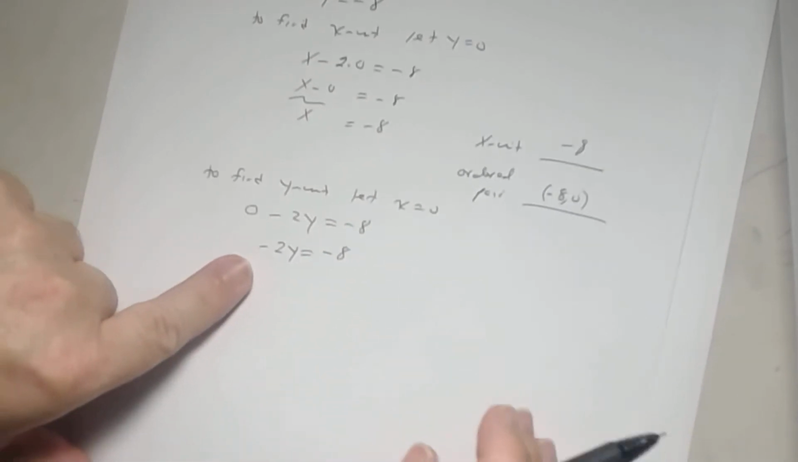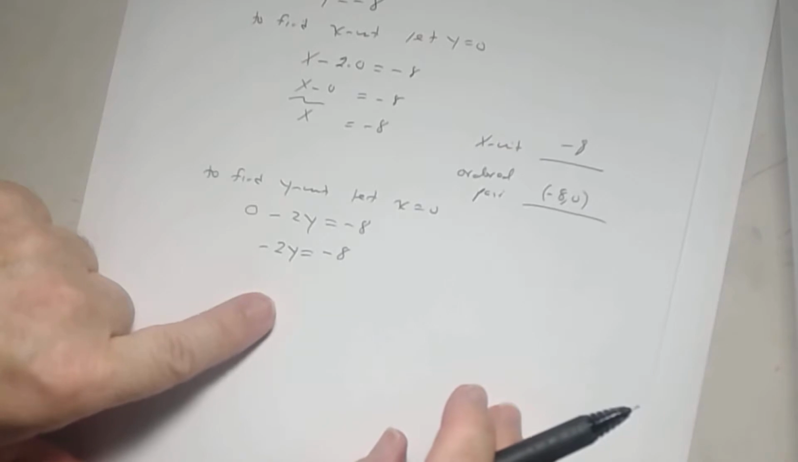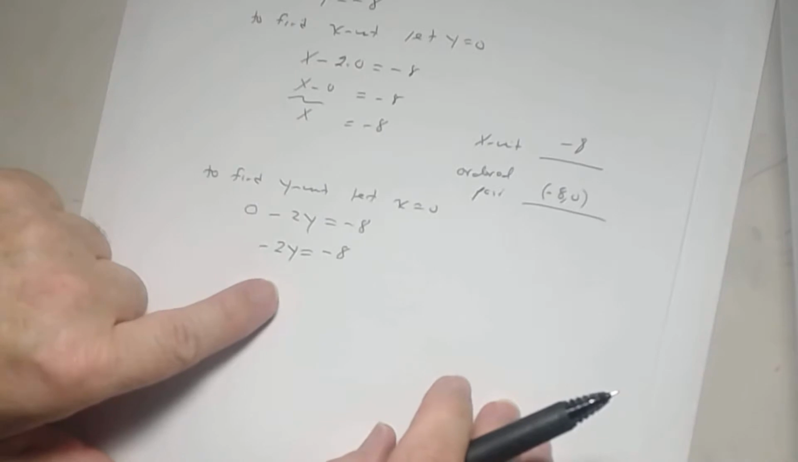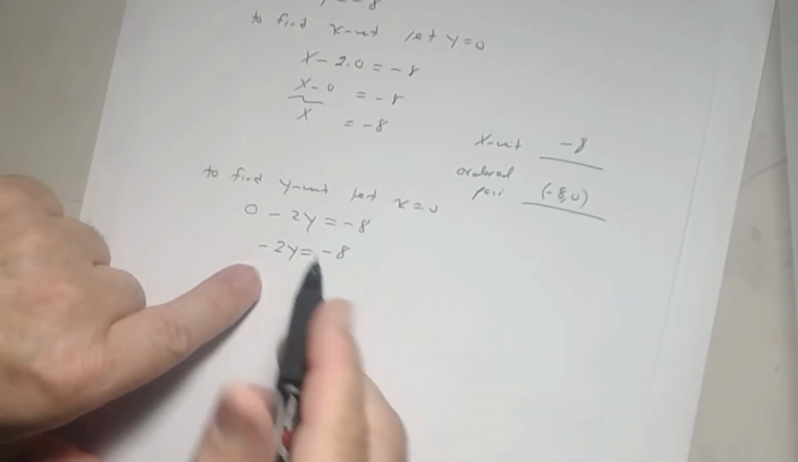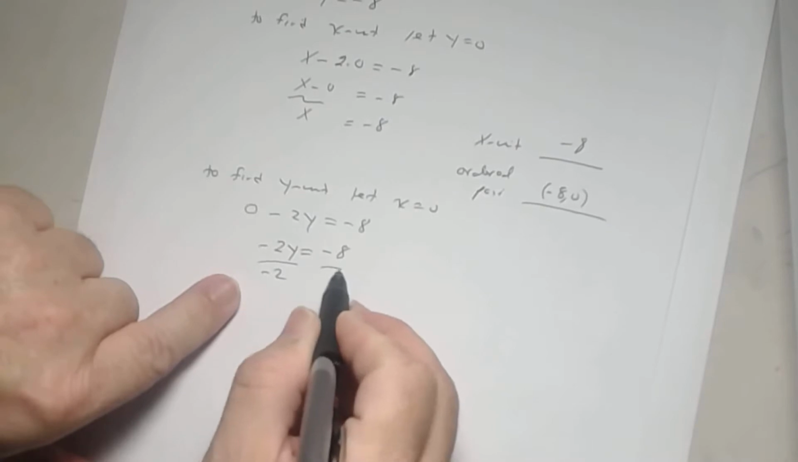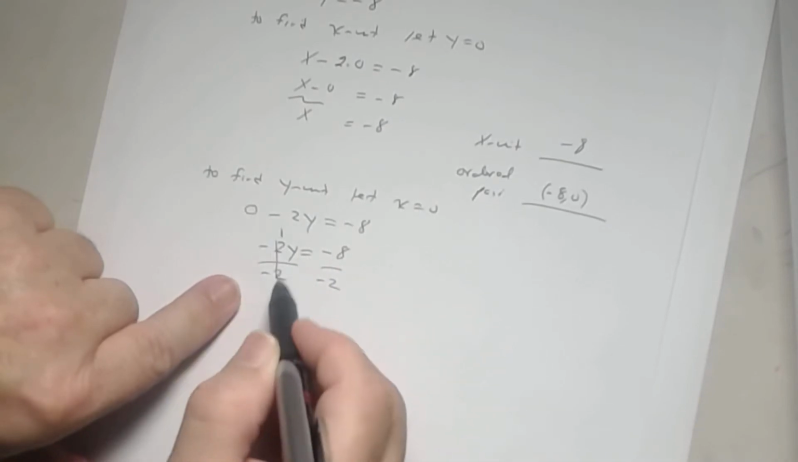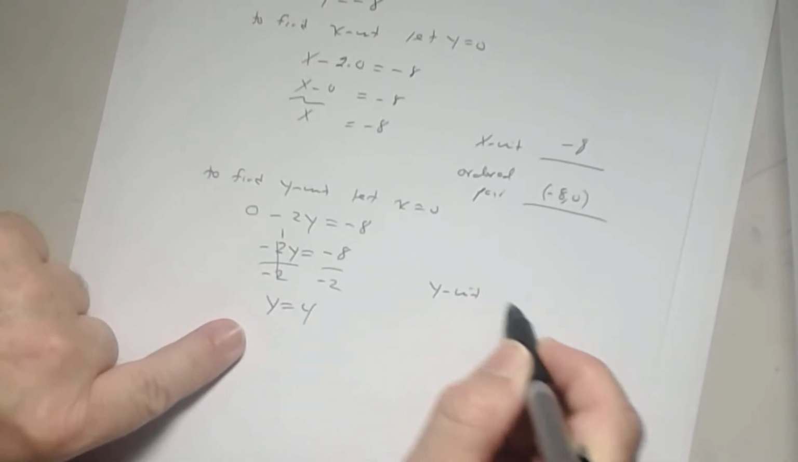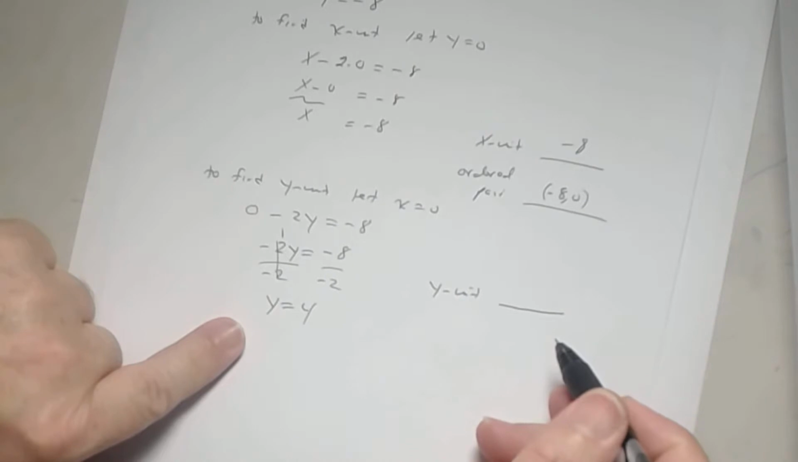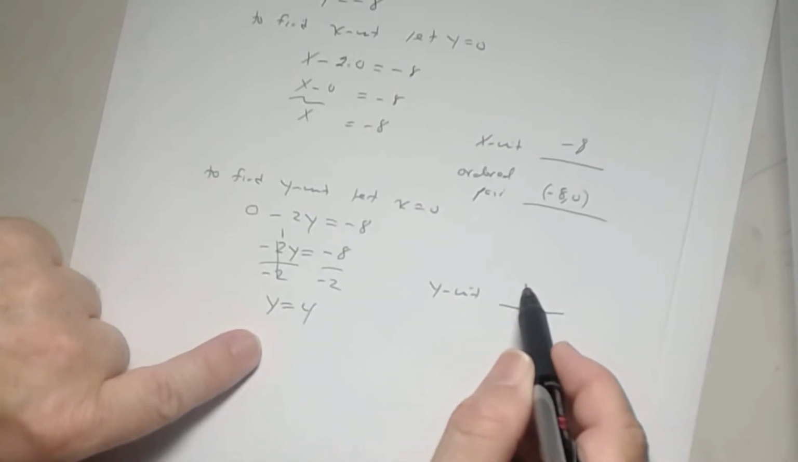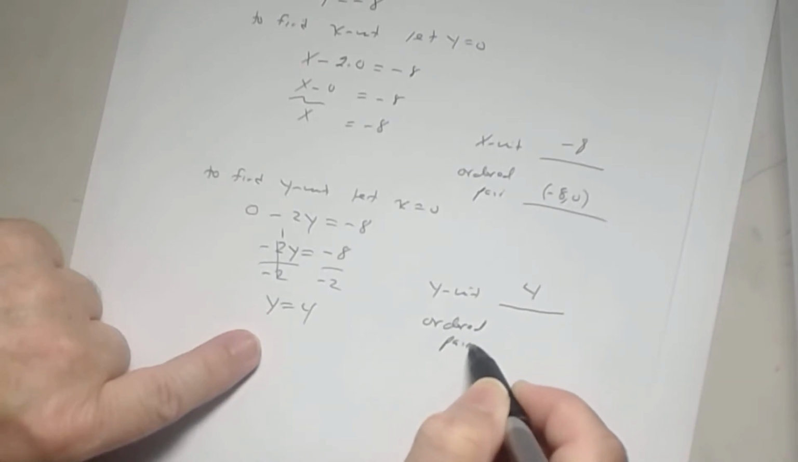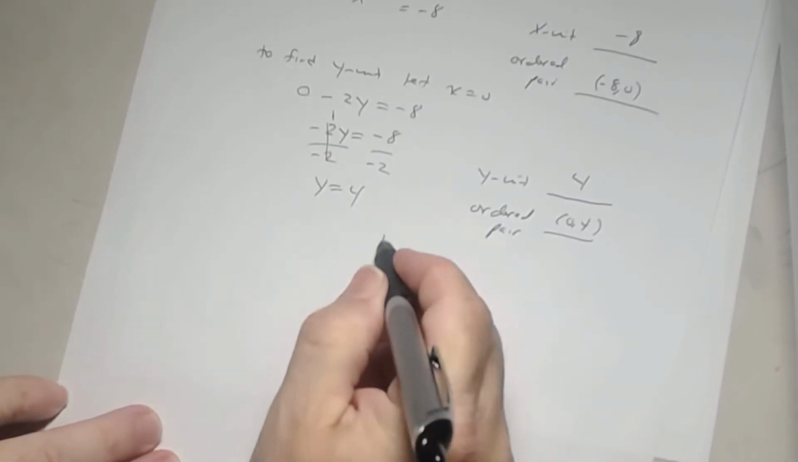But what must I get by itself? The y. Right now y is multiplied by -2, the coefficient of y is -2. So to get 1y, I've got to divide both sides by -2. That gives +4. If it didn't mention writing an ordered pair, what would you put in this blank? 4. If it said ordered pair, 0, 4.